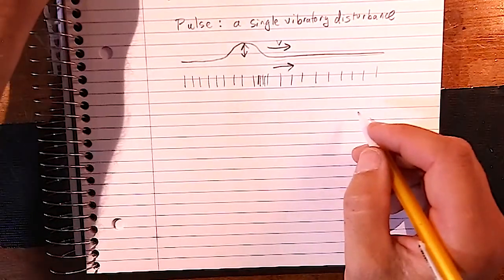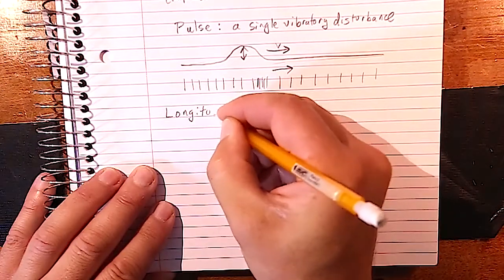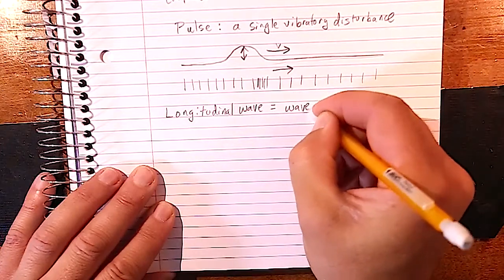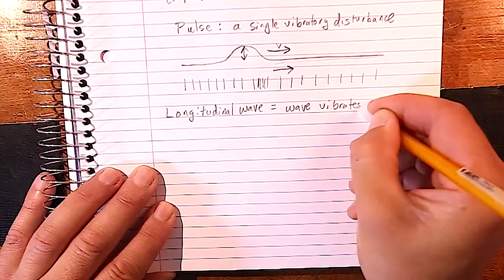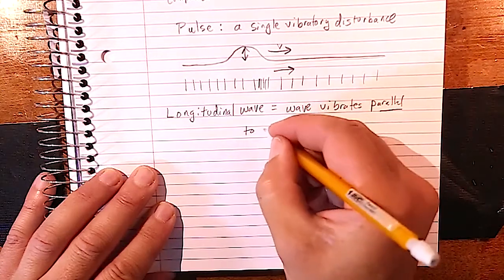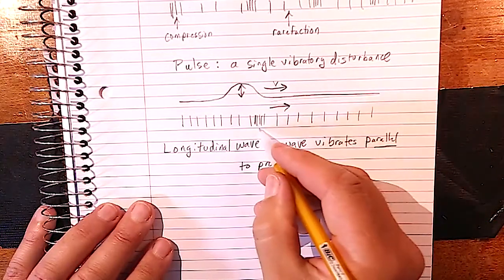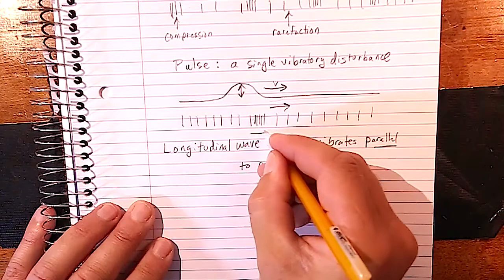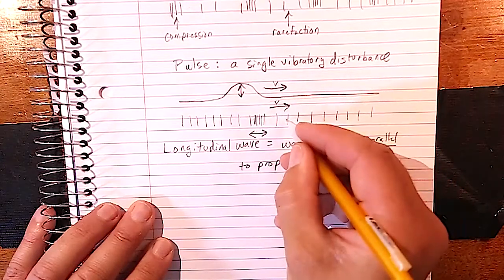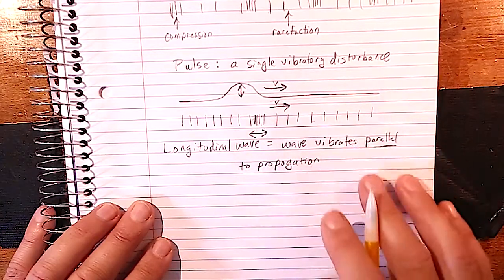So there are some important definitions here. What is a longitudinal wave? A longitudinal wave is one in which the wave vibrates parallel, and this is the key word here, parallel to the propagation. If we look at this example, this compression is compressing left and right, but the propagation is to the right. These two are parallel to each other, so this is a longitudinal wave.